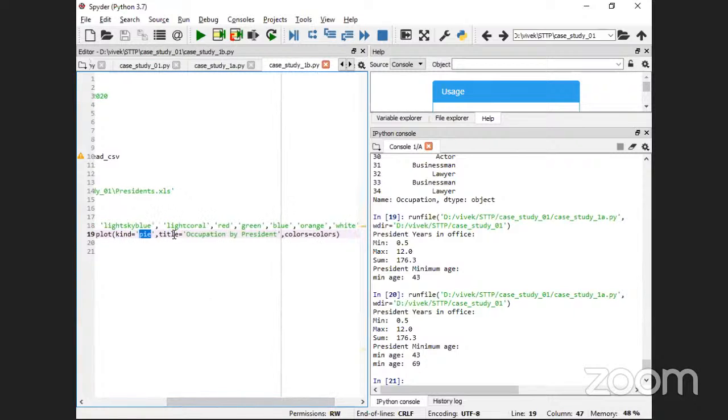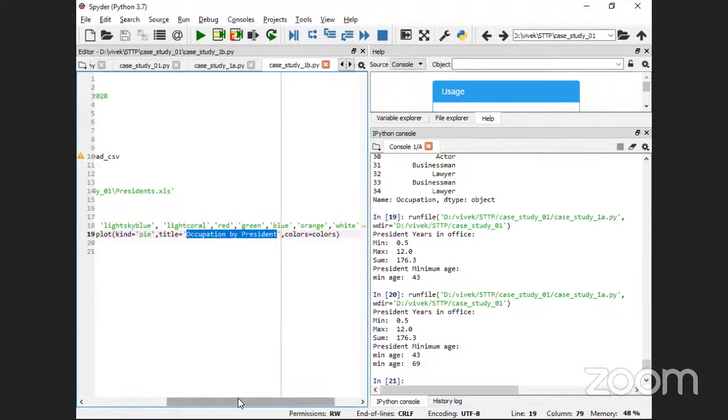So I have used title as one more parameter for this plot function, and whichever title you are interested in, you need to keep here. So here it is about plotting the occupation of the president. So that's why I have added this title.